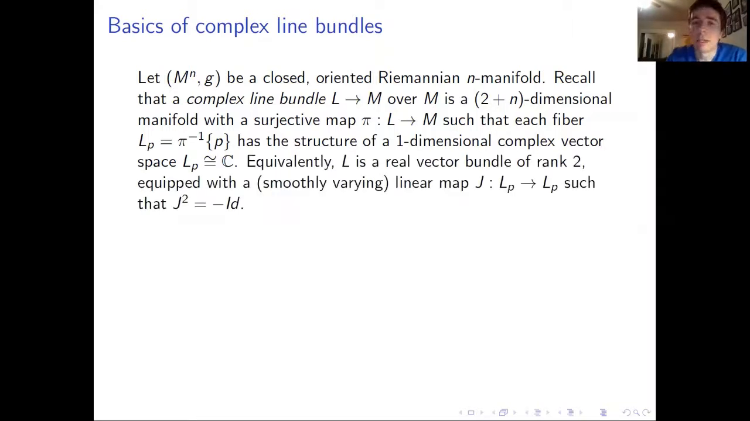So equivalently, we can say we have a real vector bundle of rank 2, so a family of two-dimensional real vector spaces sitting over M, equipped with some linear map J from L_P to L_P, which squares to minus the identity, right? And this is just our multiplication by i.